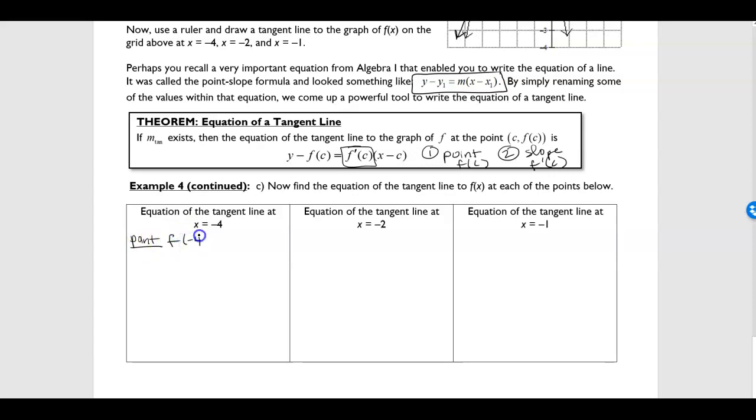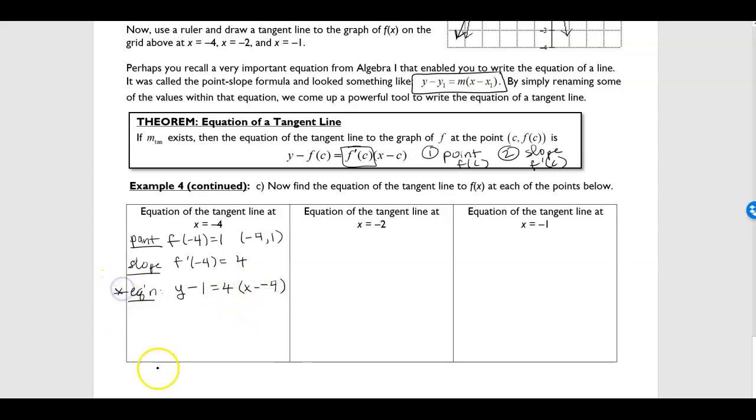So I need f of negative 4. Now I can look at the graph and I see that that's 1. I could have also plugged it into my function, but because I have the graph, it's easier to see. So that's negative 4, 1. My slope is f prime of negative 4, which I found in the table above was positive 4. So then my equation is y minus my y1, which is 1, equals my slope, 4, times x minus my x value, negative 4.